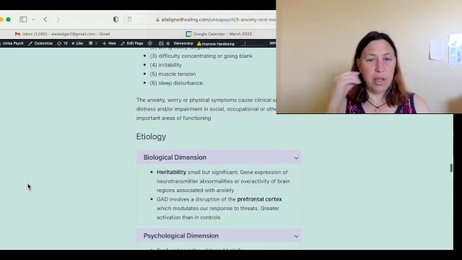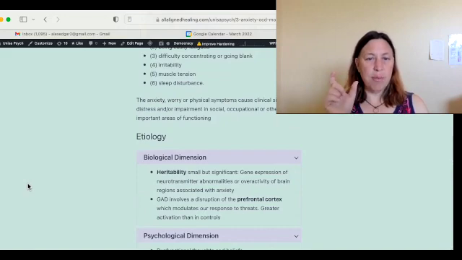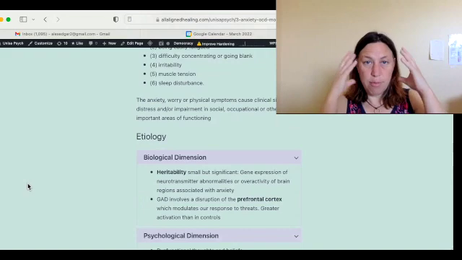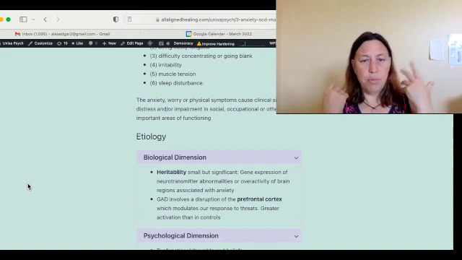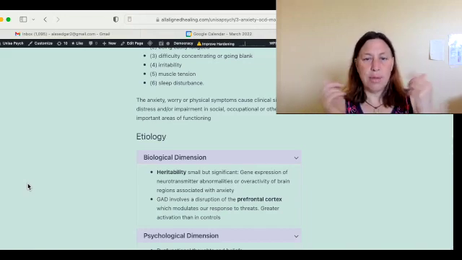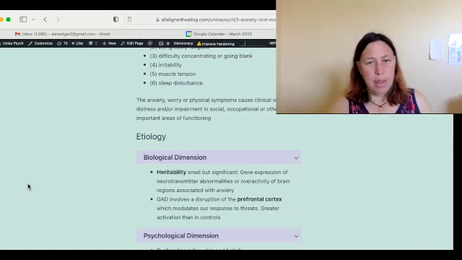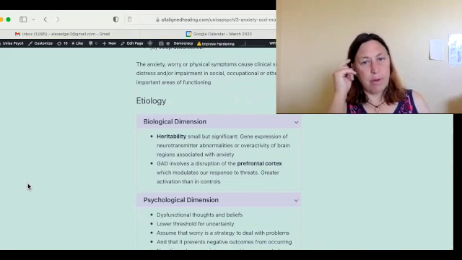Etiology. Biology. Heritability is small but significant. There are different pathways, and it seems to be associated with the gene expression of neurotransmitter actions, okay, and overactivity of brain regions. The specific part of the brain associated with worrying, generalized anxiety disorder is the prefrontal cortex, okay, which modulates our response to threats. So it's got to do with cognition, prefrontal cortex, okay? Greater activation than in control. So remember, anxiety, worrying, prefrontal cortex.